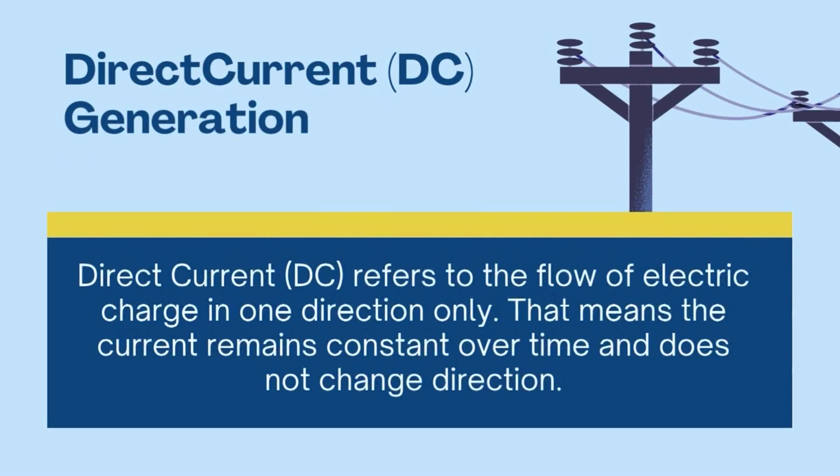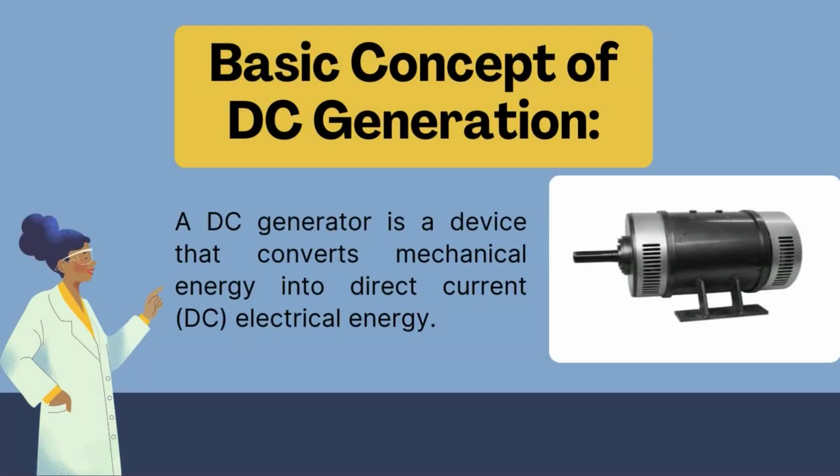Now direct current generation. So direct current refers to the flow of electric charge in one direction only. That means the current remains constant over time and does not change direction. Now what is the basic concept of DC generation? The DC can be generated using the device called DC generators. A DC generator is a device that converts mechanical energy into direct current electrical energy.